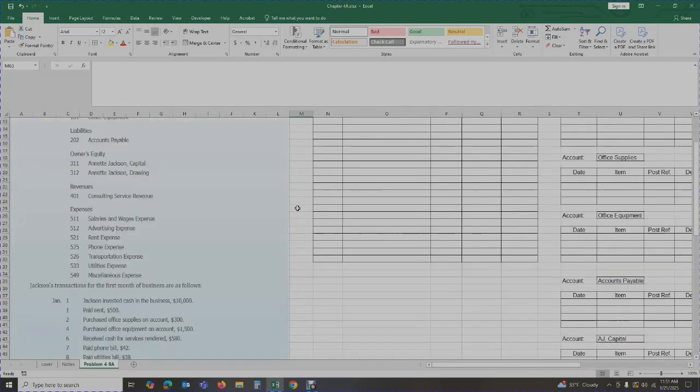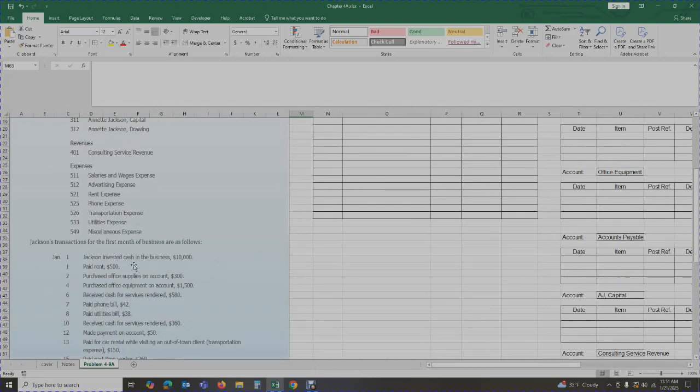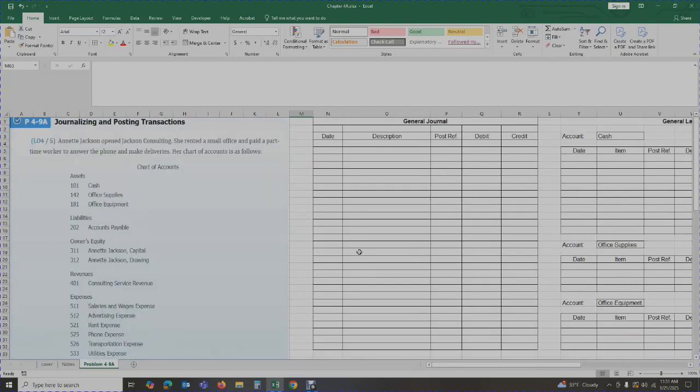Okay, so let's begin. The first transaction: Jackson invested cash in the business, $10,000. This is dated January the 1st. We always enter debits on top. What did we receive? Well, we received cash.